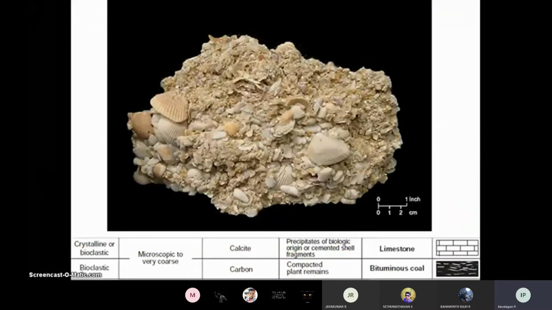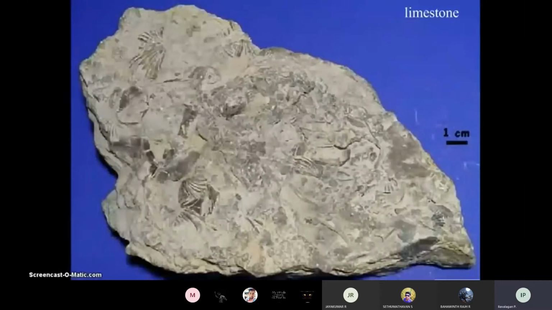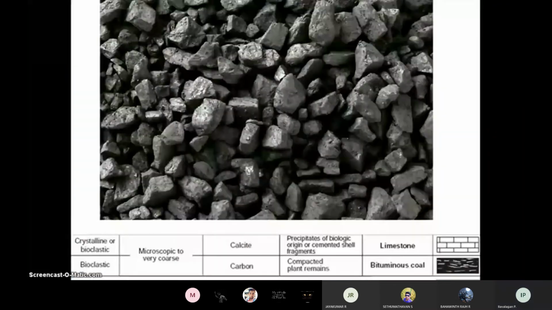So here's a piece of limestone that has a bioclastic texture. You can see all the shells. Some of them are quite large. And so basically creatures die and their shells clump together and they turn into limestone. Here's another piece of limestone. We can see fossils of shells. So this would have a bioclastic texture, pieces of living things.